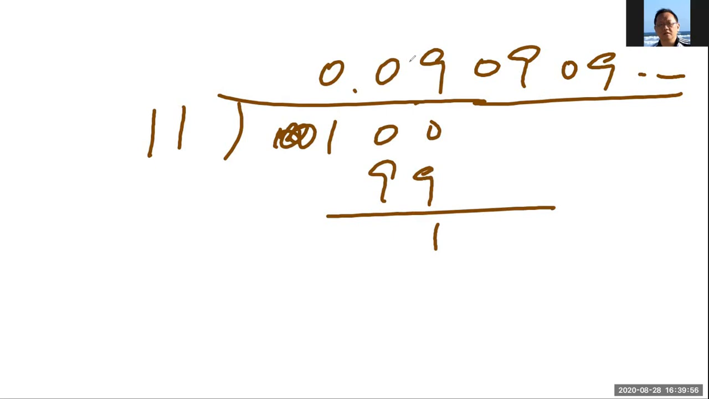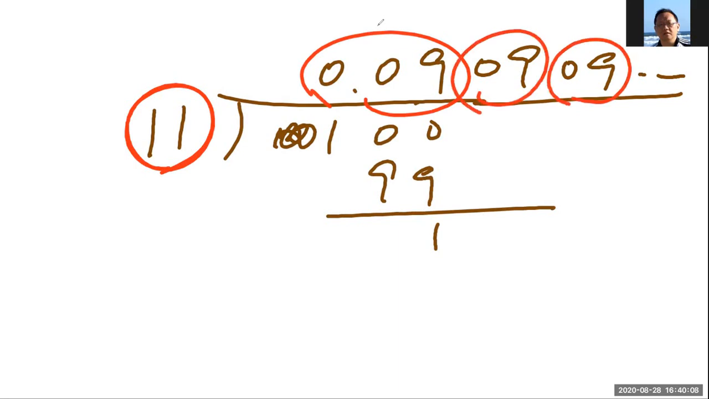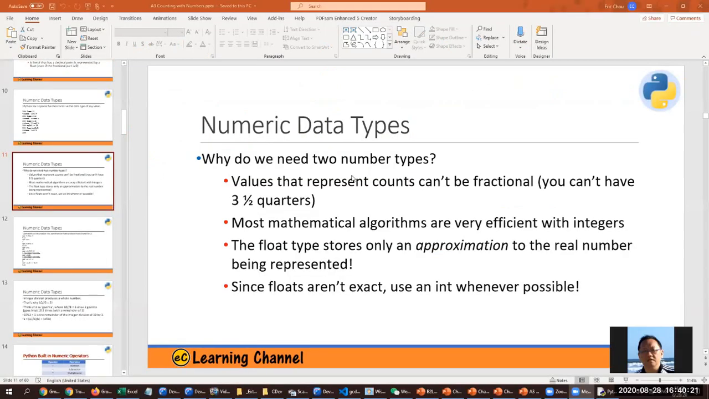Depending on your divisor, the number that repeats will be different. But what we see right here is that you are repeating the pattern and they are fractional numbers. So this kind of thing you cannot represent using an integer. There's no way that you can represent it by an integer. And also you do not have the exact number.